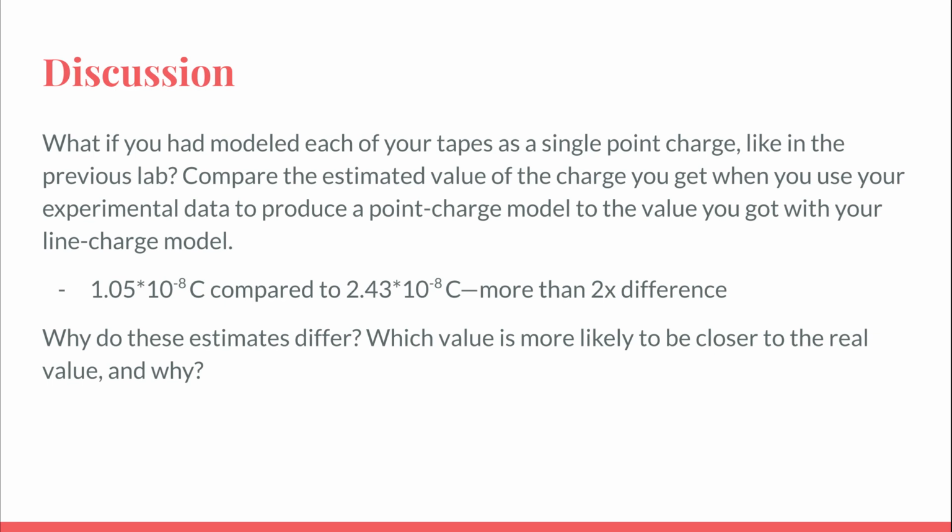If you model each tape as a single point charge, you basically lose out on the superposition and what that has to do with the total force. You can see that my number when I used point charges was less than half of the charge when I used a line charge model. These estimates differ because the line charge model is the addition of all of those charges throughout the entire strip. The line charge model is likely to be closer since it represents something closer to an actual strip of tape.